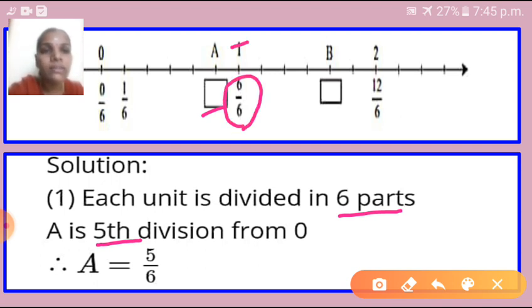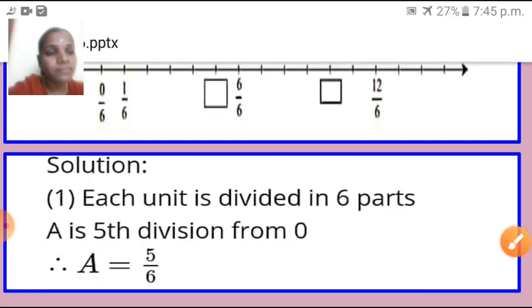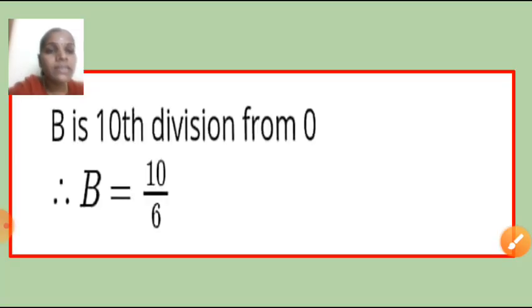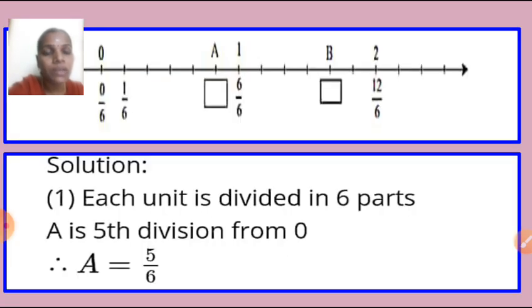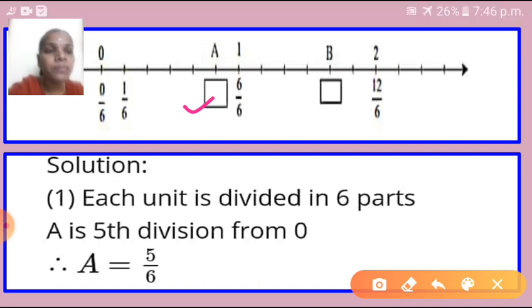Here 6 upon 6. As you know, 6 upon 6 is what? 1. So this one is what? 7 upon 6, 8 upon 6, 9 upon 6. And B is what? Yes, 10 upon 6. Understood, children, now? So B is the 10th division from 0. Therefore B is equal to 10 upon 6. Okay. So children, here 5 upon 6 will come, and here 10 upon 6 will come.